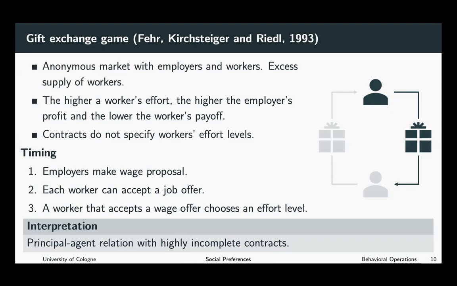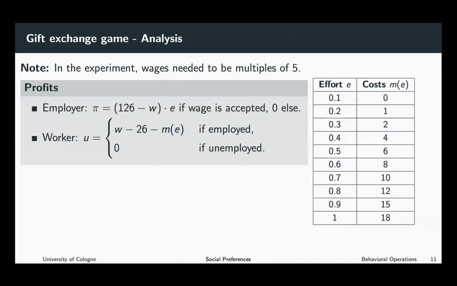Next, we want to look at the theoretical analysis of the situation. And we will consider the original setting from their experiment. Note first that in the experiments, wages needed to be multiples of 5. The profits are as follows. The employer's profit is given by 126 minus the wage times the effort level chosen by the worker if the wage offer was accepted, and if the wage offer was not accepted, the employer's profit was just 0.